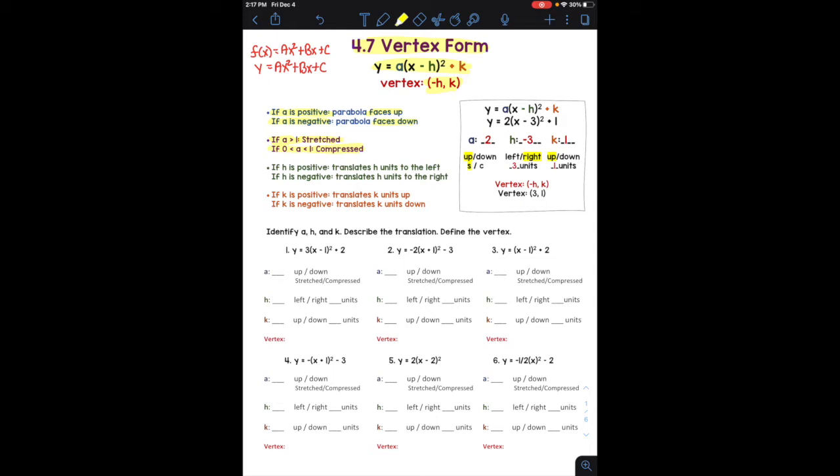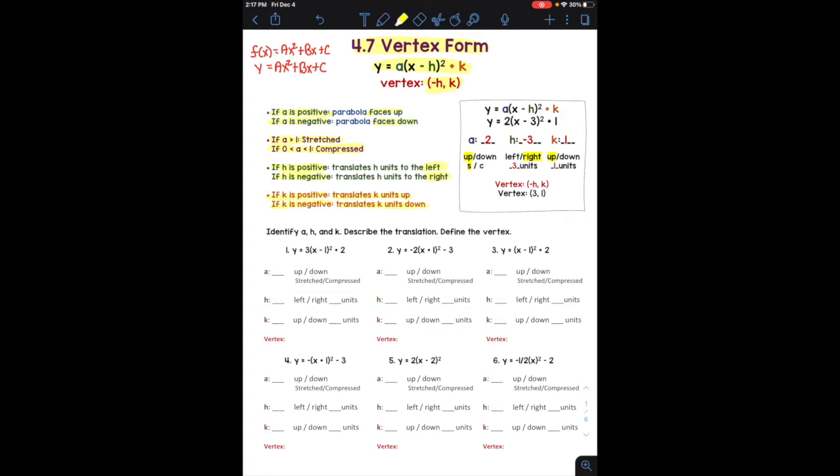The h inside the parentheses, if it's positive, tells us that it's going to move left, and if it's negative, it's going to move right. You might remember that from the section we did when graphing absolute value functions, that what was inside the absolute value signs told you left or right. It's the same thing here. And the outside value k, if it's positive, will move the parabola up that many units. And if it's negative, it will move down that many units.